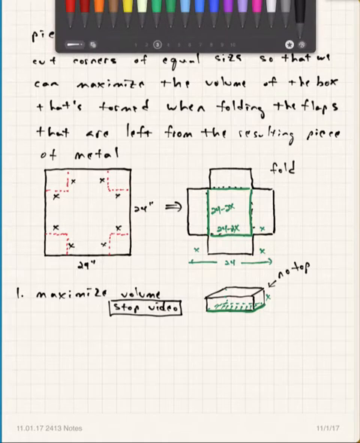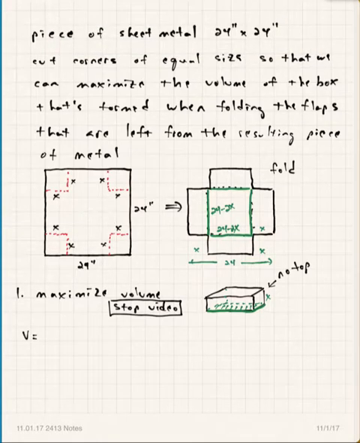So step 2 here would be that the volume is equal to the two dimensions of the base multiplied together times the height. And so you've got the volume to be x times 24 minus 2x times 24 minus 2x, like so. Right, there's your volume. It certainly doesn't matter what order you write those factors in.